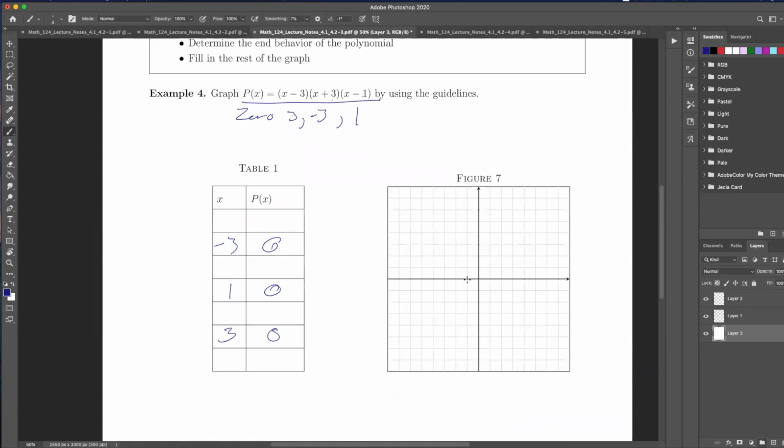So 1, 2, 3, that's a 0. 1 is a 0, and 1, 2 is a 0. Or 2 more from that would be 3. So 1, 2, 3 would be 0.